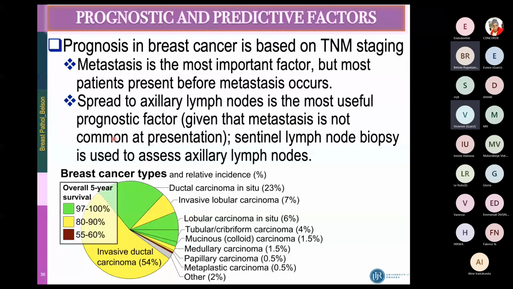Here we have the epidemiology of the types of breast cancer. You see that invasive ductal carcinoma is the most common one. This was just a study somewhere, but this is overall survival. The yellow ones, 80 to 90%, can live 5 years. The green, from 97 and above, is ductal carcinoma in situ, it is not invasive.